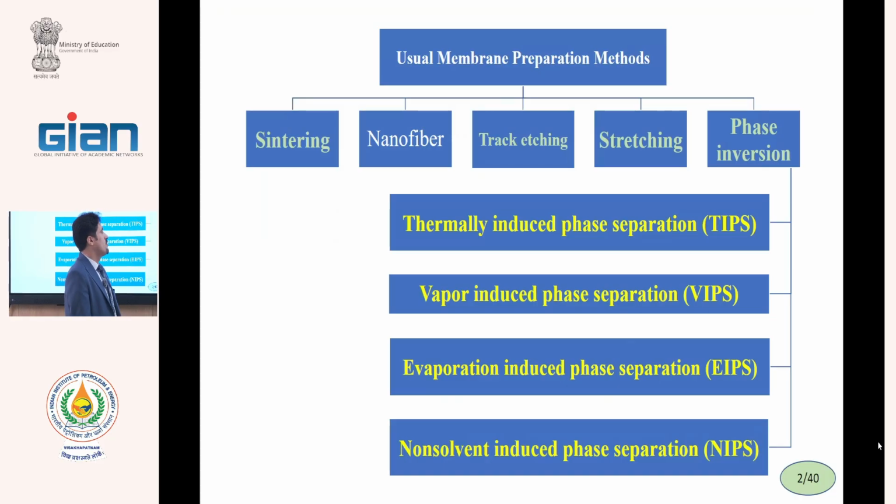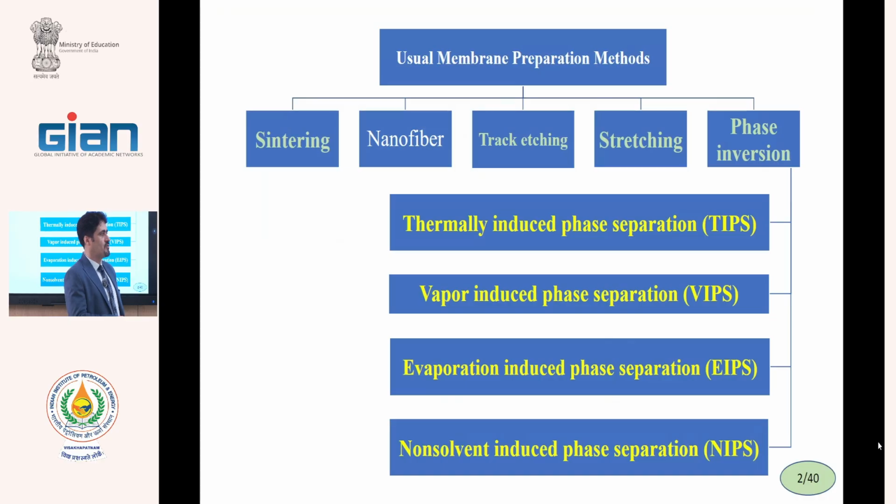And we introduce these methods in this lecture. As you see, we have sintering, mostly used for ceramic membranes, nanofiber fabrication, track etching, stretching, and phase inversion.